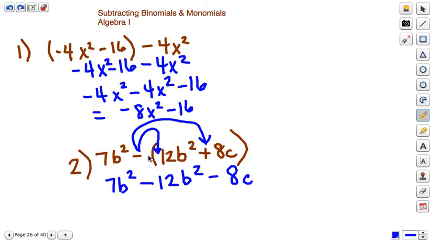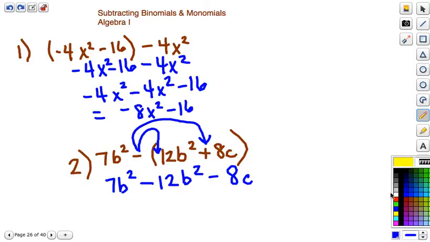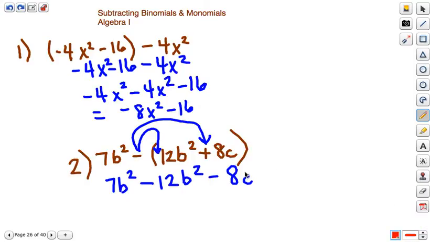Another way to look at it is you could think of it as having a 1 in front of that, and you're distributing a negative 1. So you would have negative 1 times 12, which is negative 12, and then negative 1 times 8, which is negative 8.